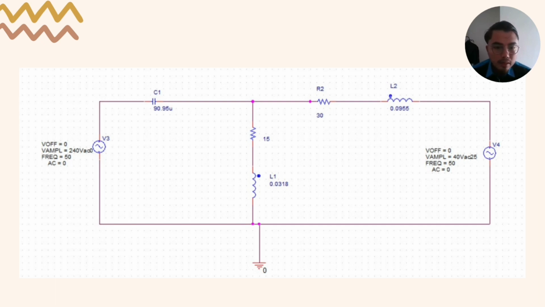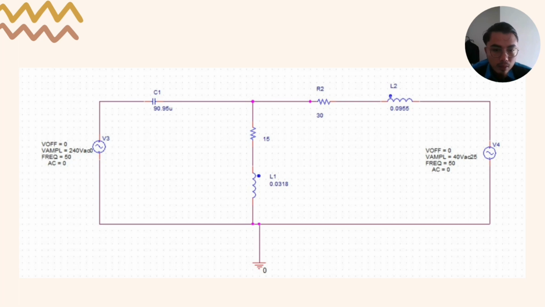Then how do we get L2 in software? The value is 0.05955. For the manual calculation, use the formula XL equals omega L, where omega is 2 pi f. Put in the frequency of 50, and XL is 30. We get the value 0.0955 Henry.